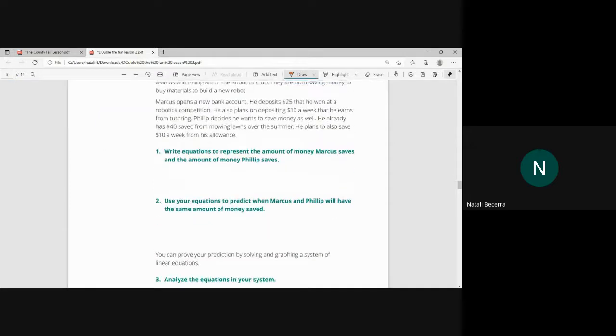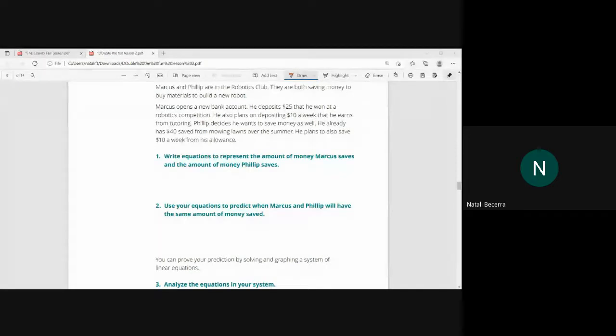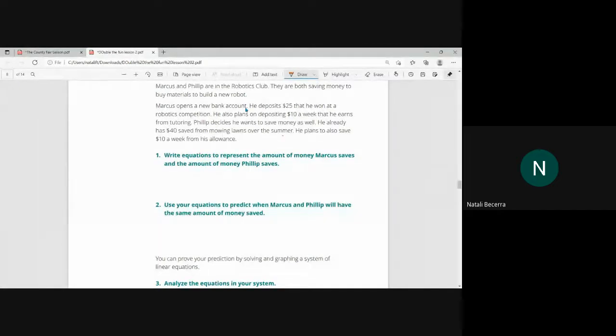All right, we are going to do this page. It says Marcus and Philip are in the robotics club. They are both saving money to buy materials to build a new robot. Marcus opens a new bank account. He deposits $25 that he won at a robotics competition. He also plans on depositing $10 a week that he earns from tutoring.